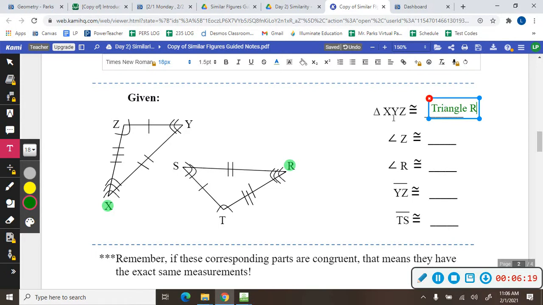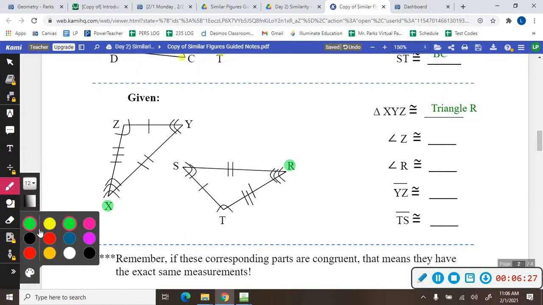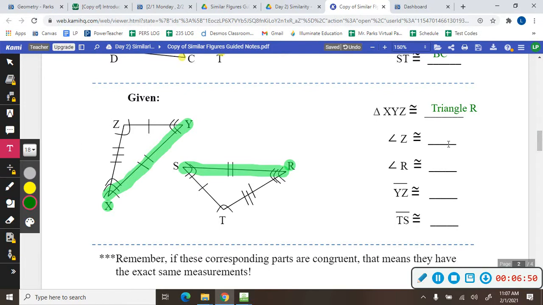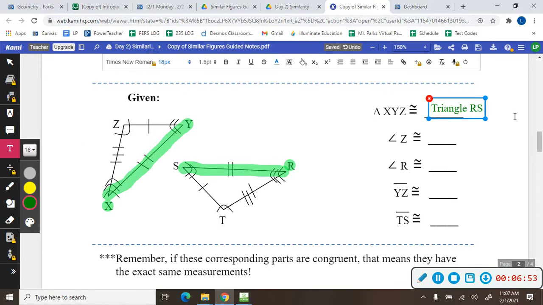And I could just draw the triangle symbol, but I don't know how to do that on this. Okay. And then they're going X to Y. So they're going from the one with 3 to the one with 2. So you need to do the same thing. You need to go from the one with 3 to the one with 2. So you put S next. And then XYZ, RST.